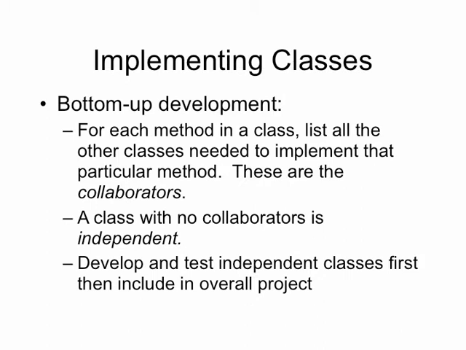Implementing classes. There are basically two different ways to implement classes, bottom up and top down. If you are looking at bottom up, for each method in the class, you list all the other classes that are needed to implement that particular method. These are called collaborators. A class with no collaborators is known as independent. Develop and test all independent classes first, and then include them in the overall project. So you're developing these classes separately and then bringing them together.